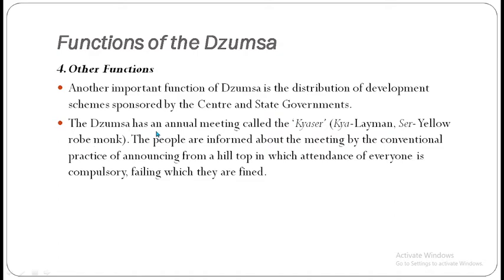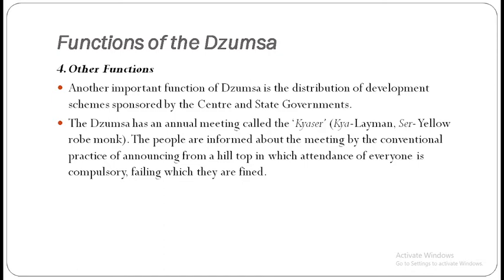governments. The Zumsa has an annual meeting called the Kiasa. The people are informed about the meeting by the conventional practice of announcing from a hilltop, in which attendance of everyone is compulsory, failing which they are fined. Another function of Zumsa is to distribute developmental funds equally, or to make sure that all developmental funds coming from the government reach every deserving family.